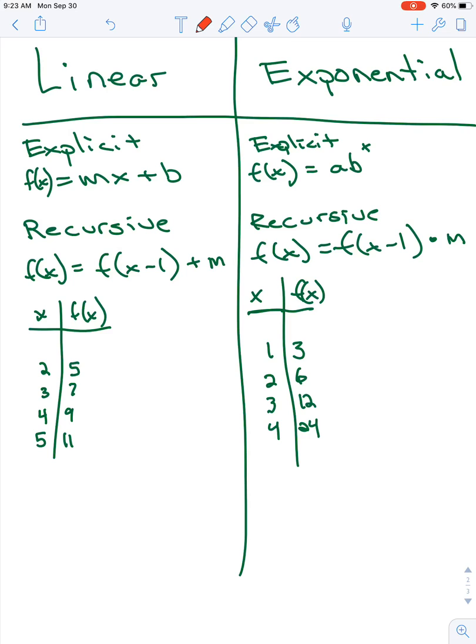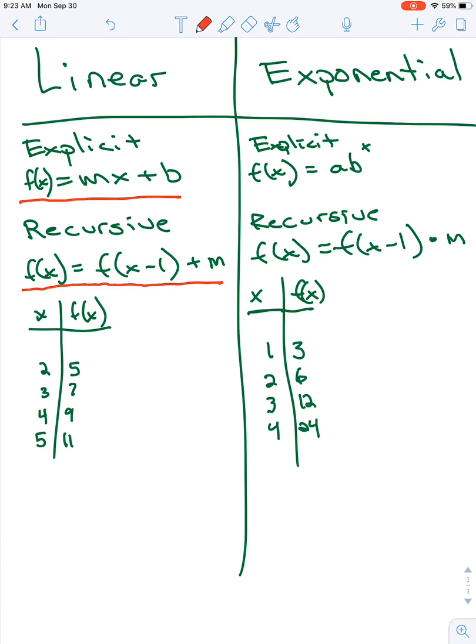And for a linear equation, it's y equals mx plus b, or f of x is replaced for y, just to show you that it's a function. And the recursive is f of x equals f of x minus 1 plus m, and we'll talk about both of those right now. So first of all, you have to decide which one. Is it linear or exponential? This one is linear because it is adding 2 each time. This one's exponential because it's timesing by 2 each time. So that's kind of how you tell the difference between the two.